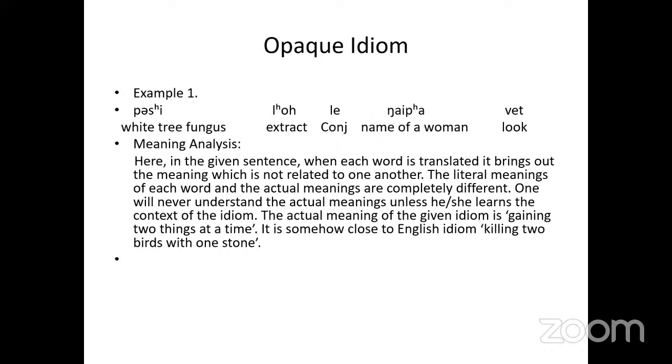The literal meanings of each word and the actual meanings are unrelated unless he or she learns to connect the idiom. The actual meaning of the given idiom is gaining two things at a time, and it is somehow close to the English idiom, killing two birds with one stone. So that is the meaning of this idiom in Thado.